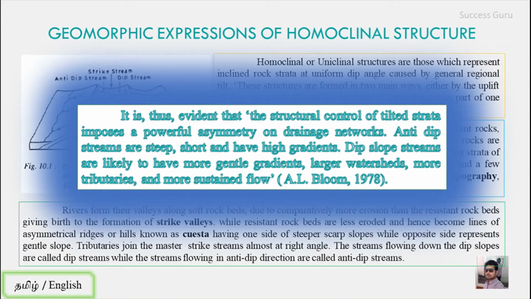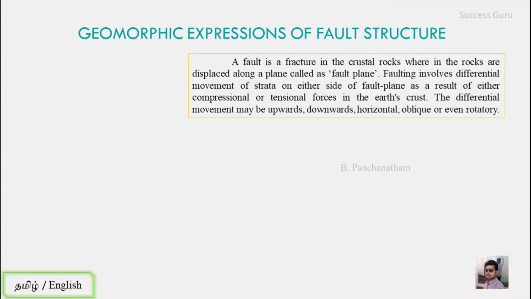So this is a generalized idea of a homoclinal structure, which is presented by A. L. Bloom. So the next one is the geomorphic expression on a faulted structure.